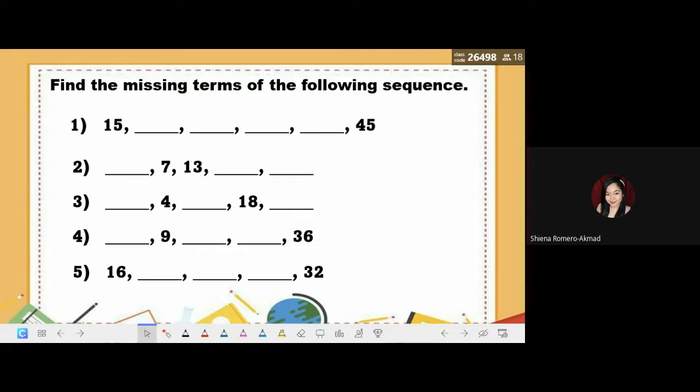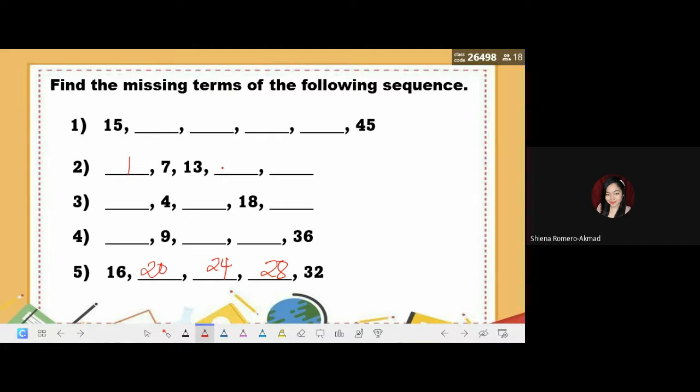So, what is the answer? Paki-type sa in-call messages. Anong sagot sa number 1? Sige nga, anong sagot natin? For number 1, 15. For Teza, number 5: 20, 24, 28, 30. Ang galing, number 5 agad inuna niya. Very good. Tama yung sagot mo. Number 5: 20, 24, 28. Ang dali lang pala ng 5.